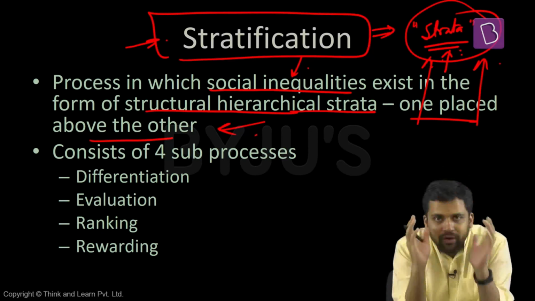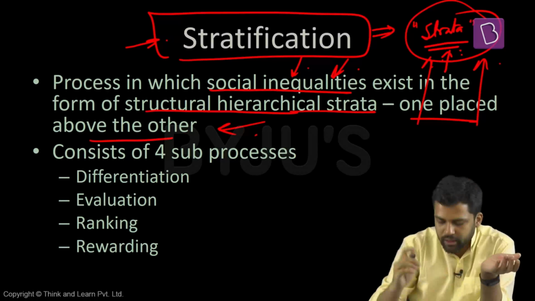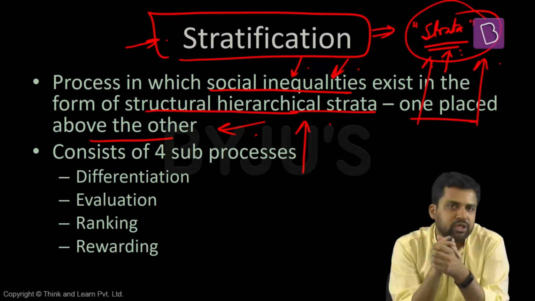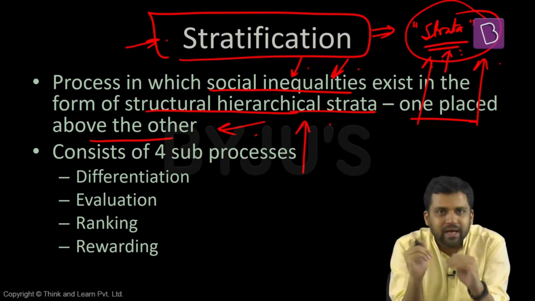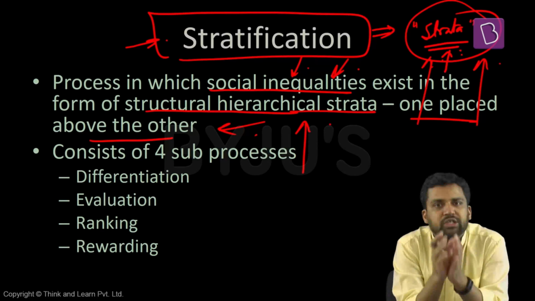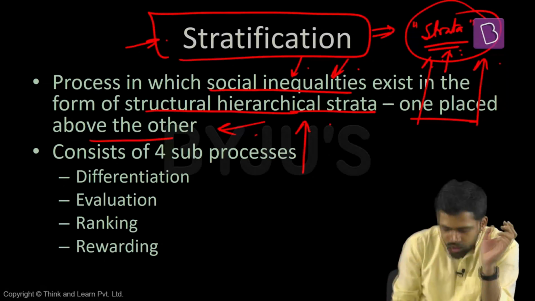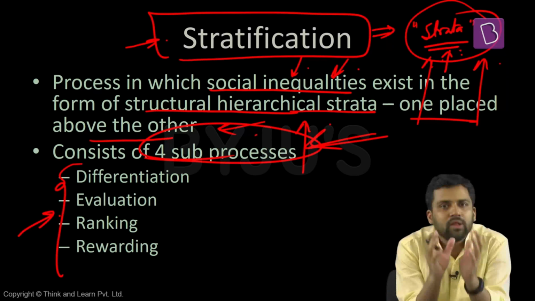Society is divided along different social inequalities, and these social inequalities are arranged in a hierarchical order. They are arranged in strata, along strata. So that is called stratification. So stratification is the process by which the society, which is divided along inequalities, is arranged along different layers. These layers are strata, and this entire process is called social stratification. Now this process of social stratification takes place through some sub-processes. Stratification takes place through 4 sub-processes. We will understand all these sub-processes one by one.